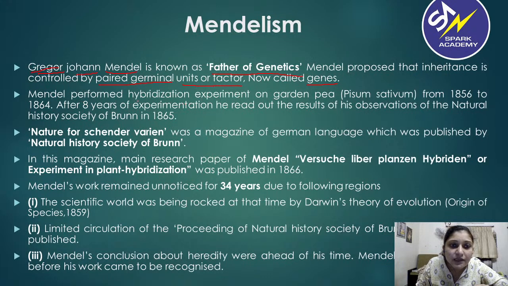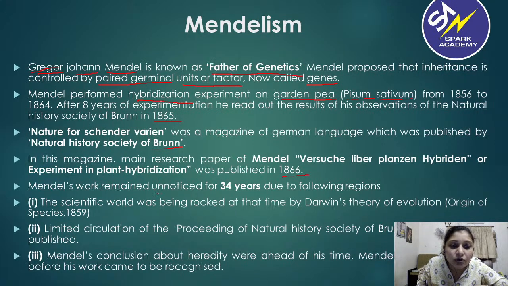Mendel performed hybridization experiments on the garden pea, whose scientific name is Pisum sativum, from 1856 to 1864. He performed all the experiments in these 8 years. He read out the results of his observations to the Natural History Society of Bern in 1865. His main research paper, Experiments on Plant Hybridization, was published in 1866.